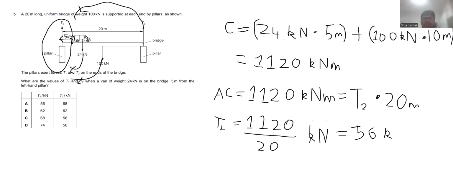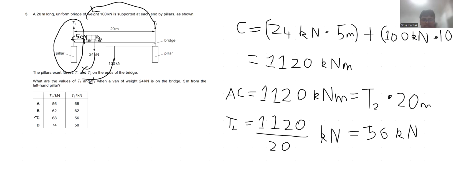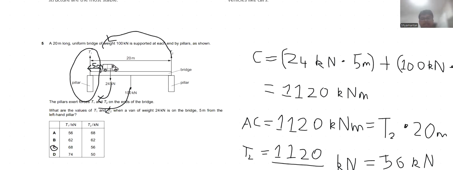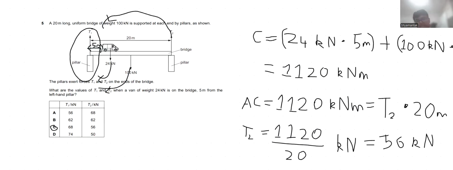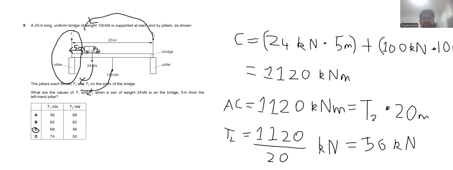Now, if I was in a real MCQ exam, I would directly pick C because T2 is 56 and there's only one such option. The other options are 68, 62, and 50. But I would like to explain a way of actually finding T1 if, say, there were 2 or 3 options that had 56 for T2. How? Let's discuss. Well, there would be the hard way of finding the moment of T1, considering T2 as a pivot, and then calculating the force by dividing it by the distance of 20 meters. But there's a much easier way.